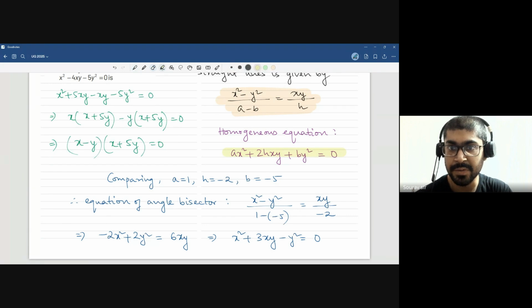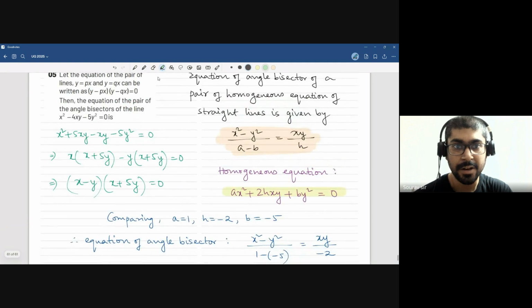Now, the angle bisectors for homogeneous lines is also a homogeneous line, right? Because all of them pass through the origin, right? So their bisectors should also pass through the origin. All right. This was a nice sum. You all got to learn a formula.